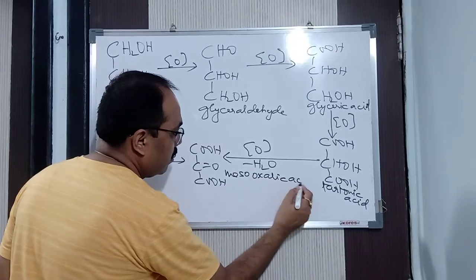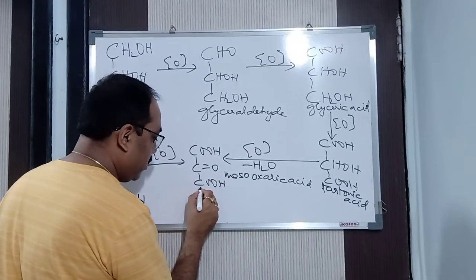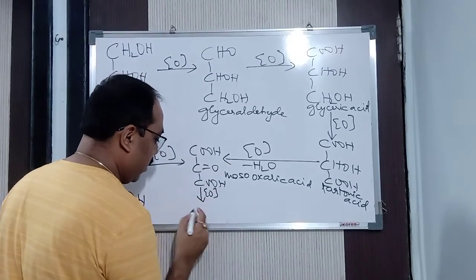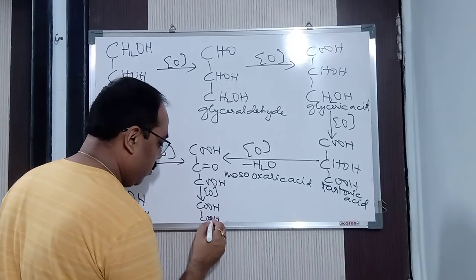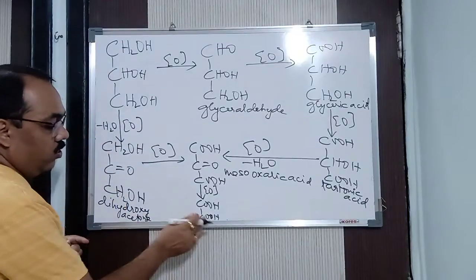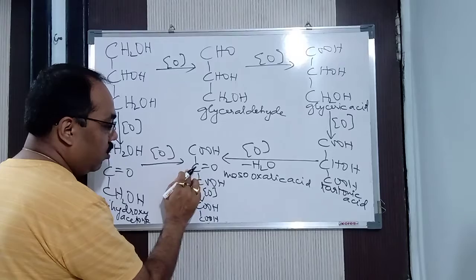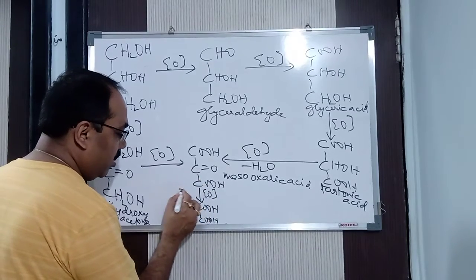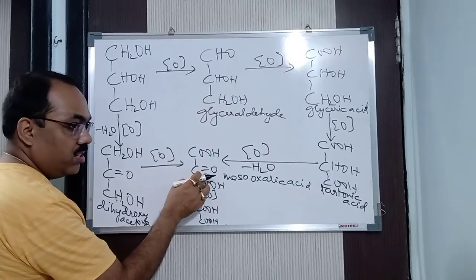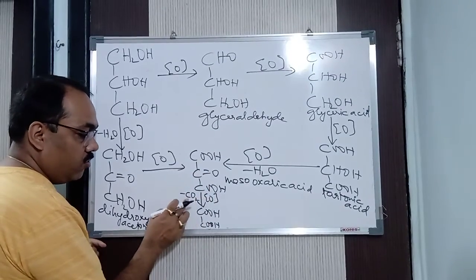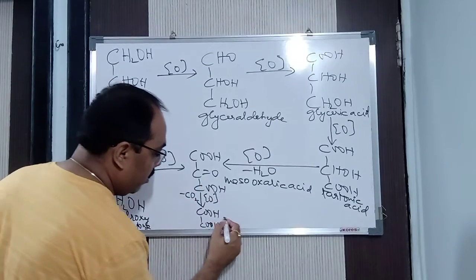Mesoxalic acid. This compound name is mesoxalic acid. Now next, if I further oxidize this one, then what am I going to get? COH, single bond COOH. Alright, you know what this compound is? Oxalic acid. And what happens to this CO group? The CO group oxidizes with oxygen to form carbon dioxide. This CO is unstable, it oxidizes to form carbon dioxide, which is released, and we get oxalic acid. From mesoxalic acid we get oxalic acid.